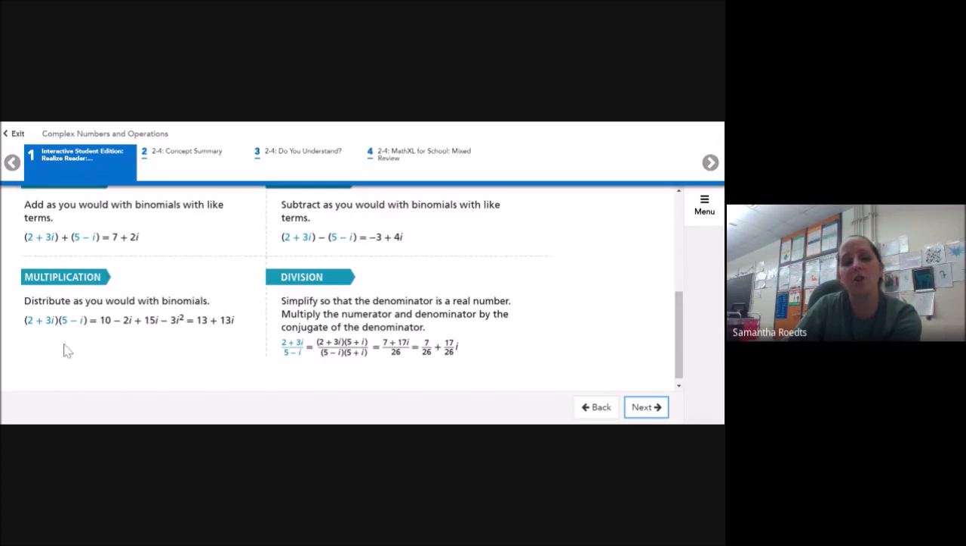So then I have multiplication. Multiply just like you normally would. Remember, anytime you get an i squared, it's going to be equal to negative 1. So you need to go back through and solve for those.